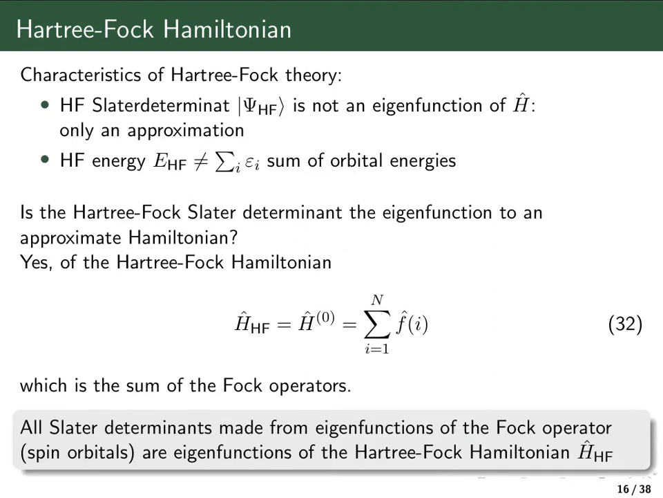And this Hartree-Fock Hamiltonian, H^HF, is just the sum of the Fock operators for all the electrons. So if we sum the Fock operator for all the electrons, we get the Hartree-Fock Hamiltonian. And for all the Slater determinants which we can make from the eigenfunctions of the Fock operator, meaning all the spin orbitals which we get from solving the Hartree-Fock equations, all those Slater determinants are going to be eigenfunctions of the Hartree-Fock Hamiltonian.